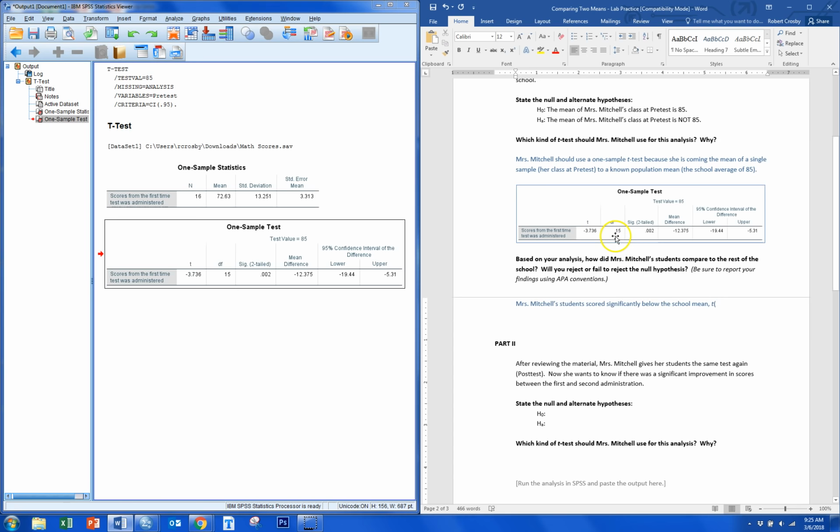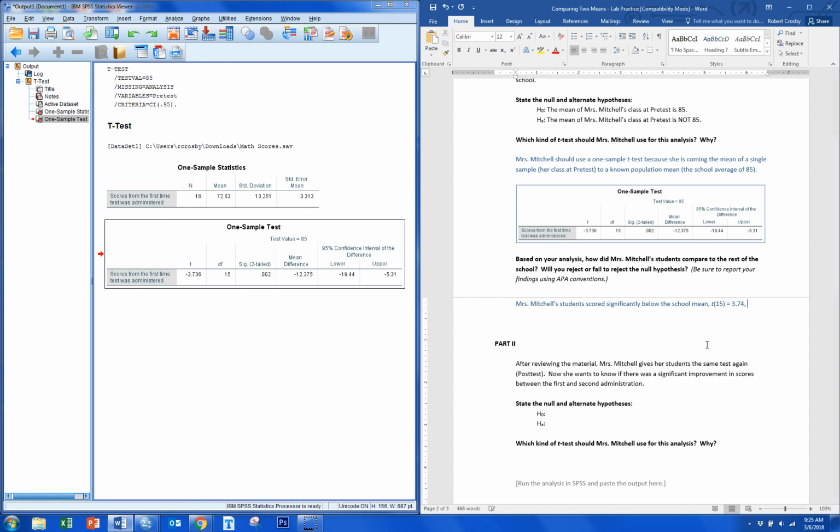In parentheses is the degrees of freedom, which is 15. Space, equals, space. The test statistic, 3.7. I'm going to round to the hundredths place, 3.74. You don't need to include the negative. It's okay if you do, but it's not necessary. This is an absolute value. It's only negative because in our case, our mean was below the test value. If it had been higher, it'd be positive, but the p-value will be the same whether it's positive or negative. So you can simplify your reporting by not including the negative.